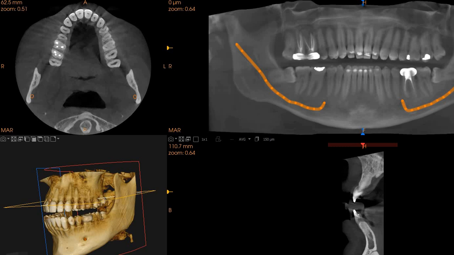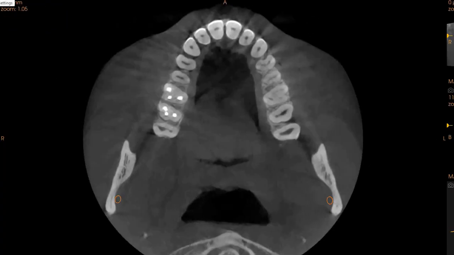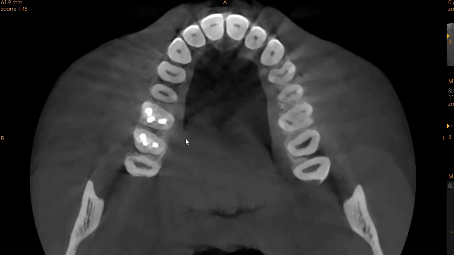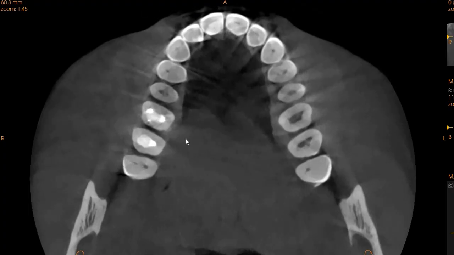Here is the CBCT of the patient that you had requested. The area of interest is the upper right 6 and 7 and the upper left 6 for crack evaluation. This is the upper left 6 and 7. Let's start with the crown portion on the axial view.